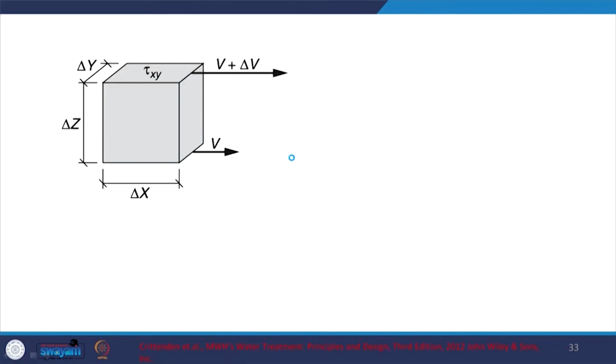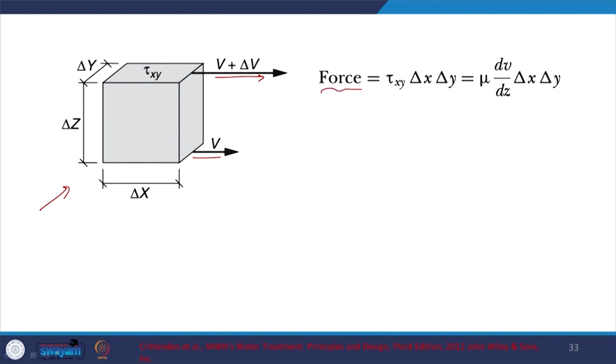Crittenden et al. give this. So you have this particular section, if I may say so. And here the velocity is v. Above, we know that velocity is increasing as we are going up. So v plus delta v is out here. So you are going to have force here, right? And that force is, again, this is from Newtonian flow, tau xy. This is on the xy plane. This is x and this is y on this plane.